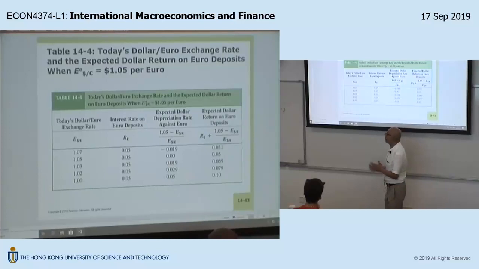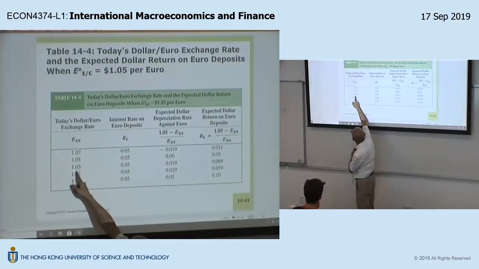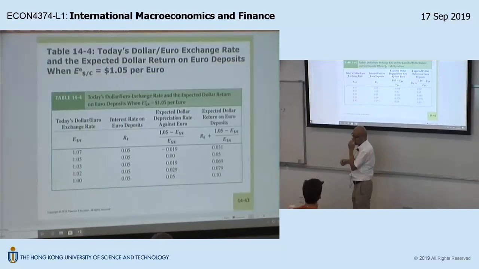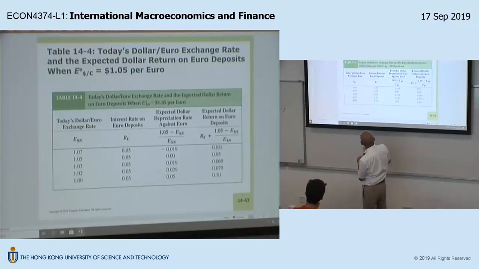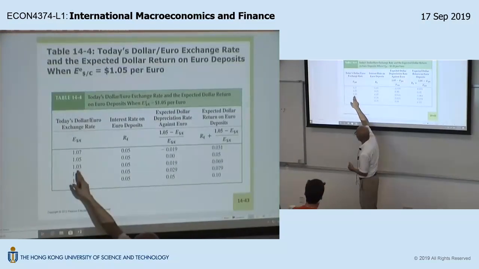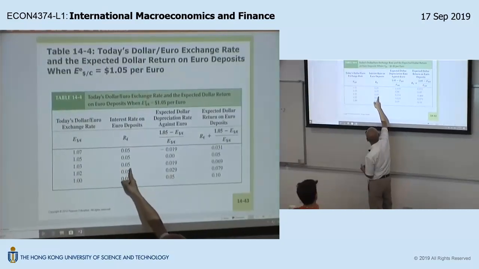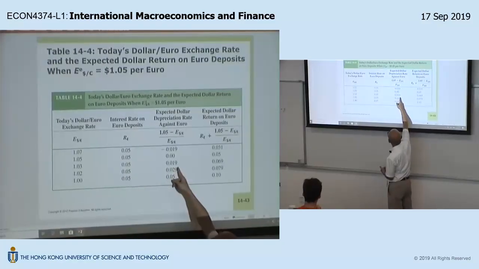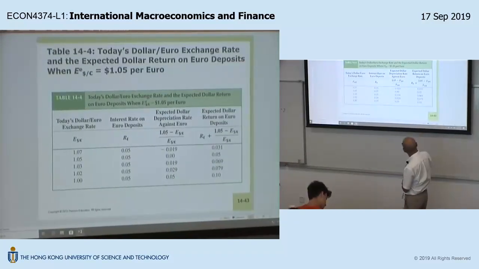Okay, so here in this case the spot rate is 1.03. Therefore, the euro is expected to appreciate. The dollar is expected to depreciate. In other words, the euro is expected to appreciate. So the dollar rate of return on euro will be higher than 0.05. It will actually be 6.9%.